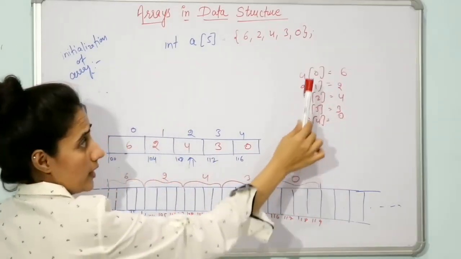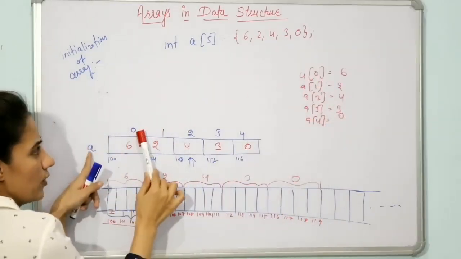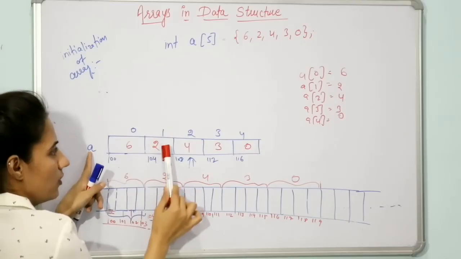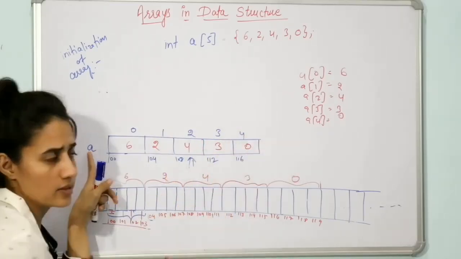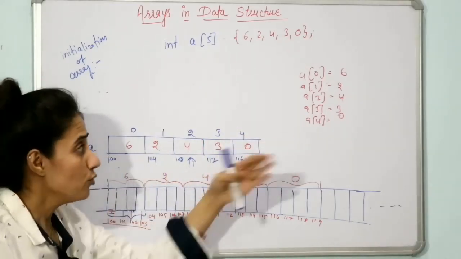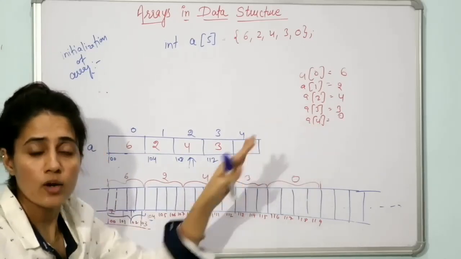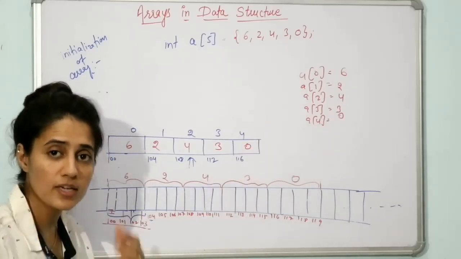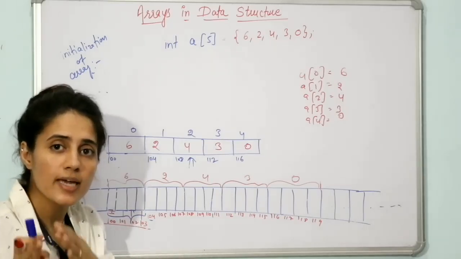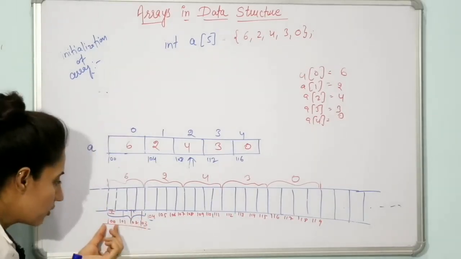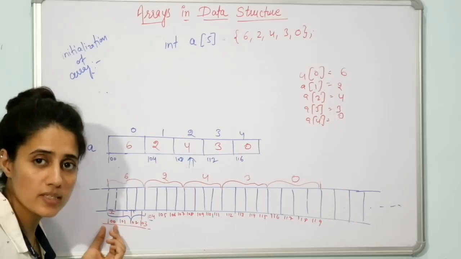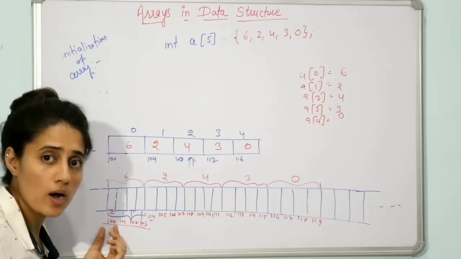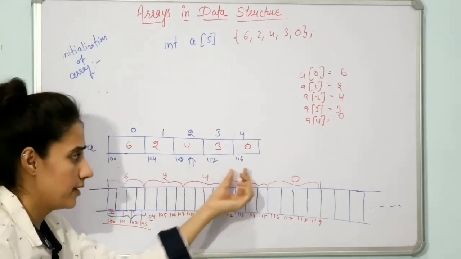This is how you can write it: at index 0, a of 0, we have 6, a of 1 we have 2, a of 2 we have 4, something like this. Fine. How do we access the data and calculate the address? We know the base address of the array. Base address means from where the array starts. The array starts from 100, so the base address is 100.